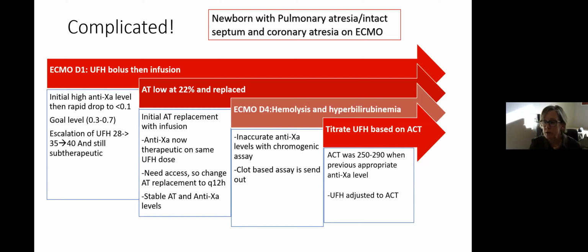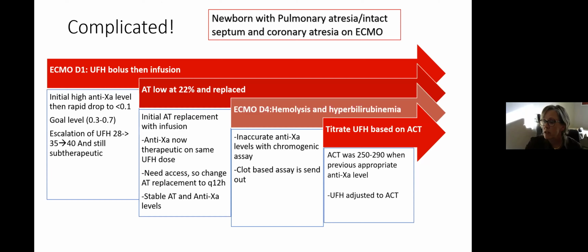Now there were some issues with line access, and so the continuous antithrombin infusion was changed to Q12-hour bolus. With that, there were stable AT and anti-10A levels for the next 3 days or so. On ECMO day 4, the bilirubin had increased to 11, and then up to the mid-20s. During this, the anti-10A level on the stable dosing of heparin decreased to 0.26, which is subtherapeutic, and the one after that was unable to be determined.